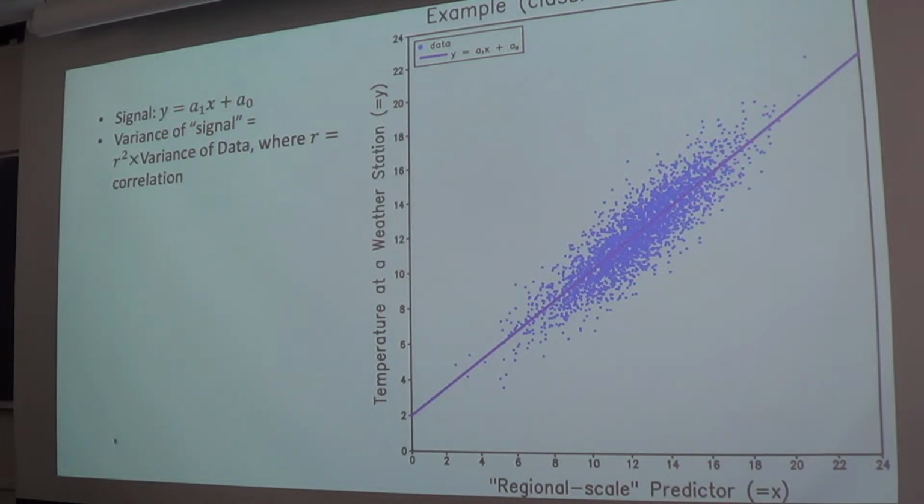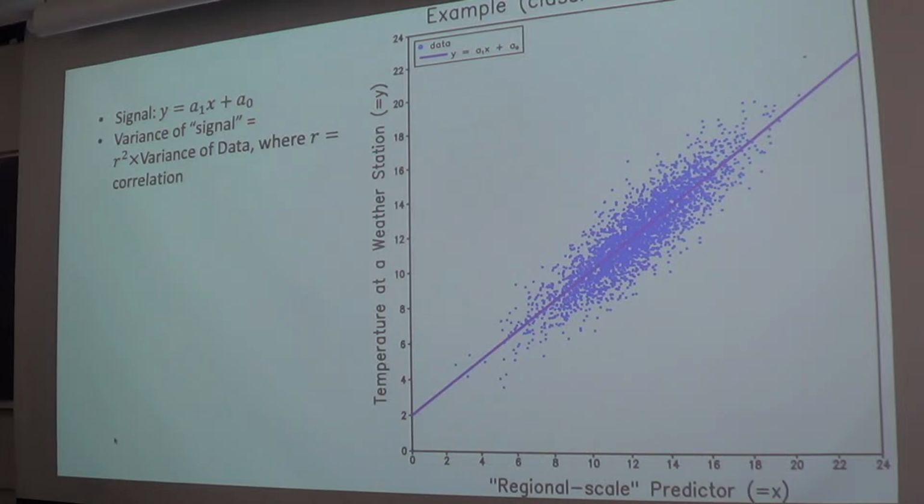So for the first few slides, I'll be looking at this. This is just a hypothetical, not even real data. Imagine you have a regional scale predictor, so this is temperature from reanalysis, and this is the temperature at a weather station. You'd hope there would be mostly a linear line because these variables are supposed to be the same. But of course, no fit is perfect, so there's noise.